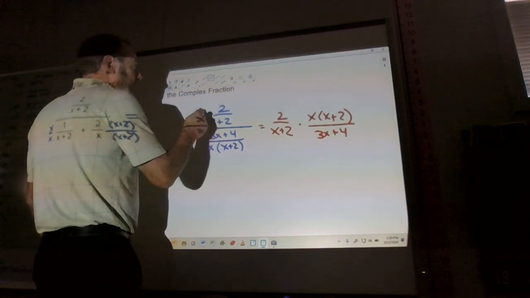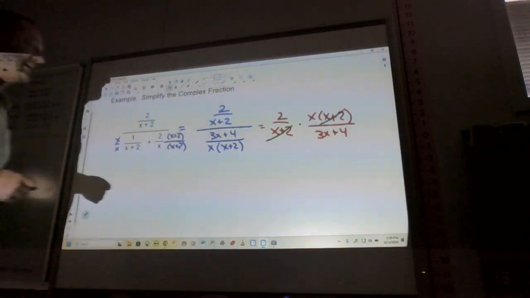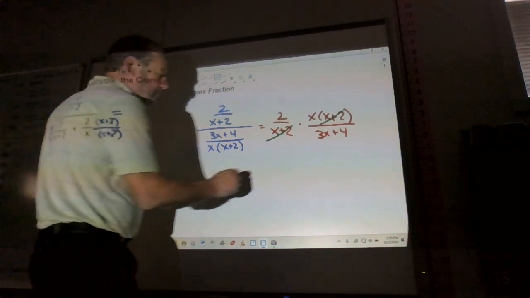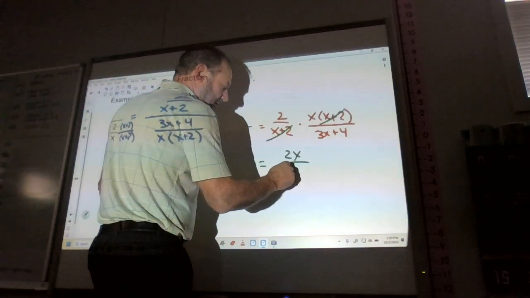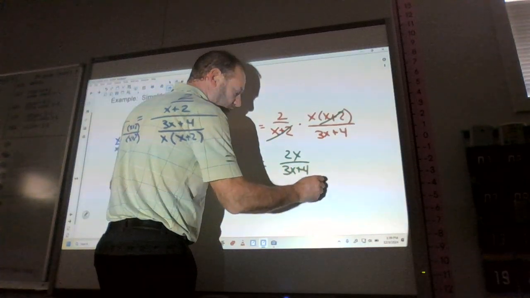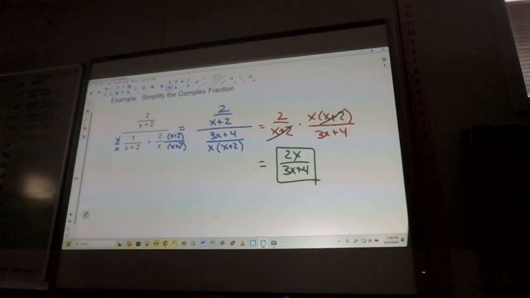Okay, and then what I can do is I got an x plus 2 in the denominator and in the numerator, so I can cancel that out. And I'm going to get 2x in the numerator, and I'm going to get 3x plus 4 in the denominator, and I can't go any further. So that one wasn't too bad. Some of these can have a lot of work.